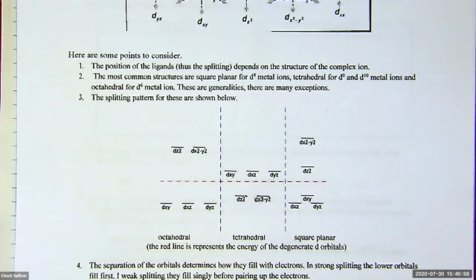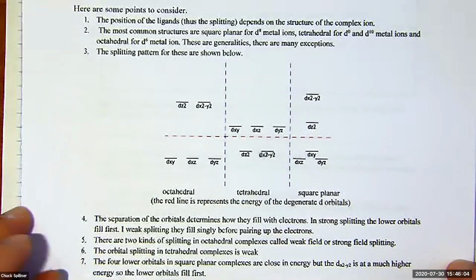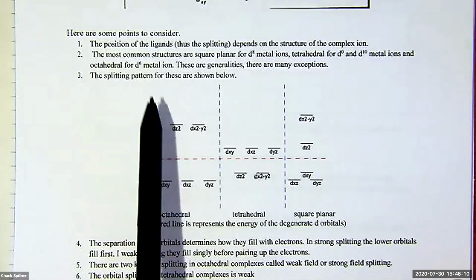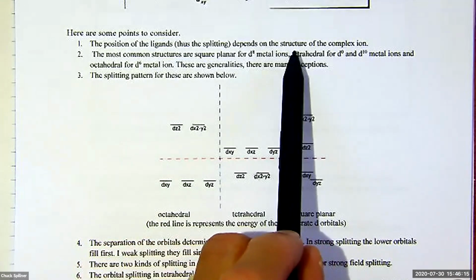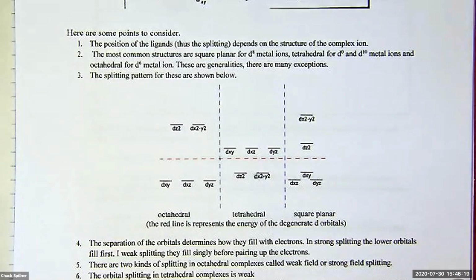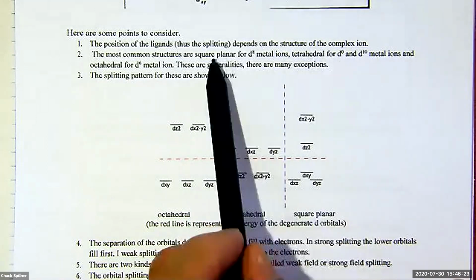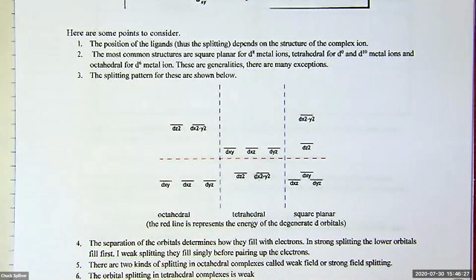There are some notes here on the left side. It says some points to consider when you're looking at crystal field theory, and you might read that over. It's a summary of what we just talked about: the position of the ligands is important, and the structure, of course. It depends on whether you're talking about a linear structure, a trigonal planar structure, or whatever. That's going to depend on how the ligand interacts with the d orbitals.